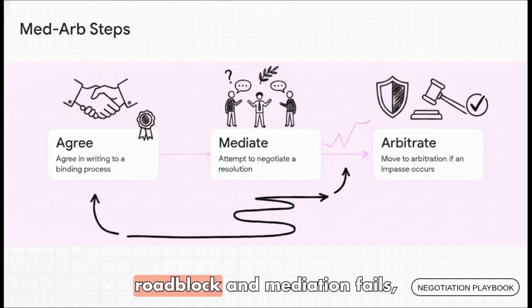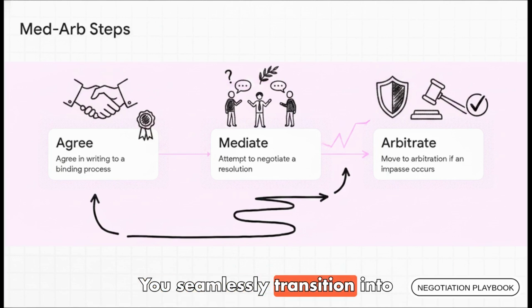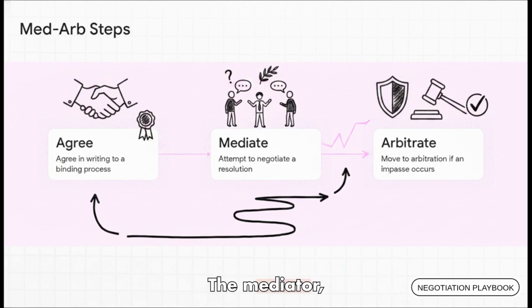If you hit a total roadblock and mediation fails, you don't just go home. You seamlessly transition into arbitration. The mediator, or sometimes a separate arbitrator, takes over, looks at the facts, and makes a binding decision for you. You are guaranteed to walk away with an answer.